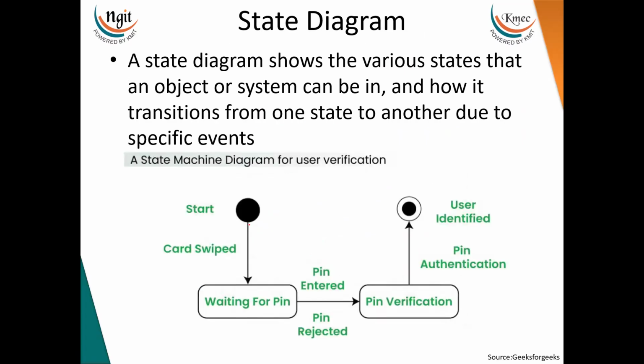Then the state diagram. A state diagram shows the various states that an object or system can be in and how it transitions from one state to another due to specific events. Now this is the start and this is the stop. Here the card is swiped and we are waiting for the pin. Now the pin is entered or the pin is rejected. The pin verification happens and if it is authenticated, then it ends.